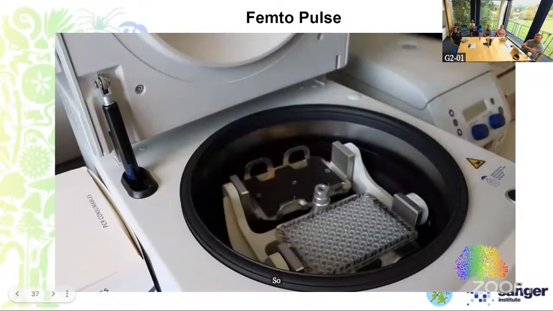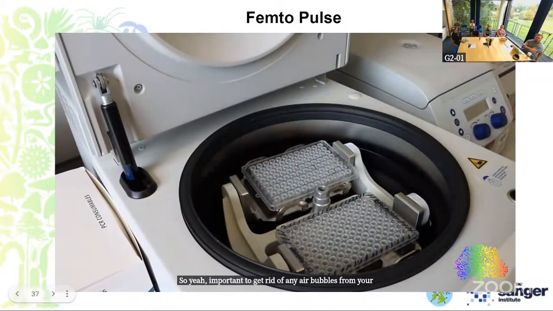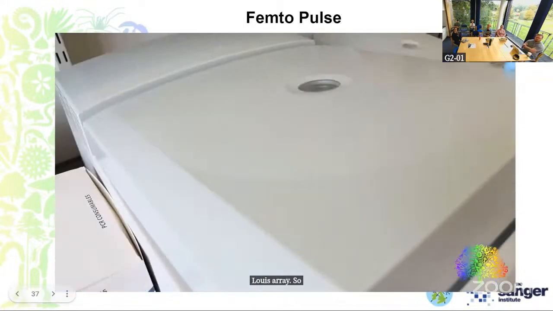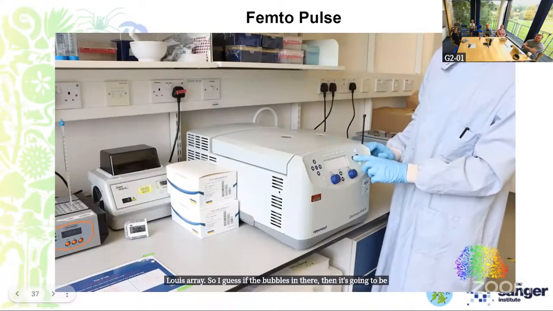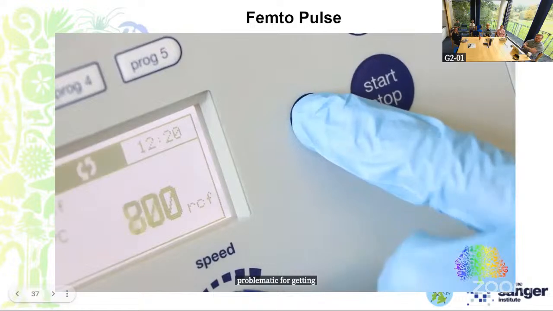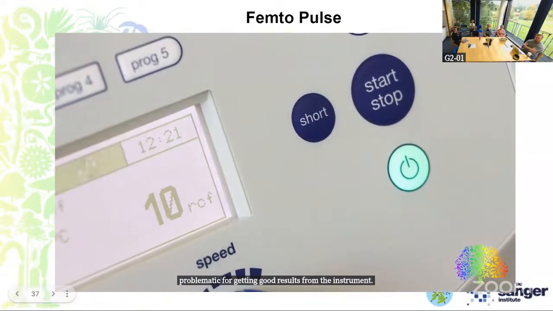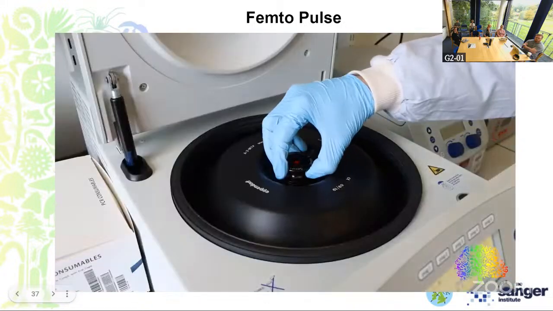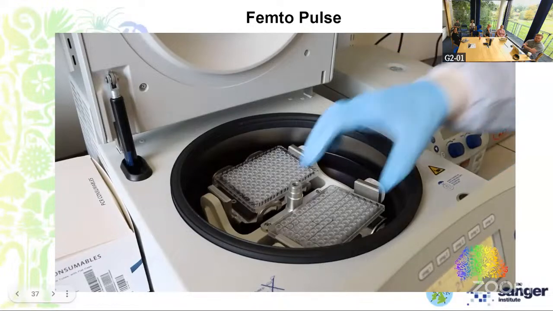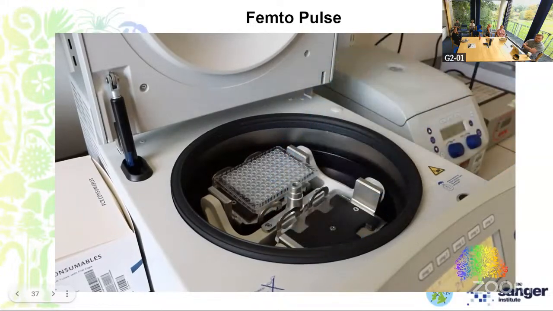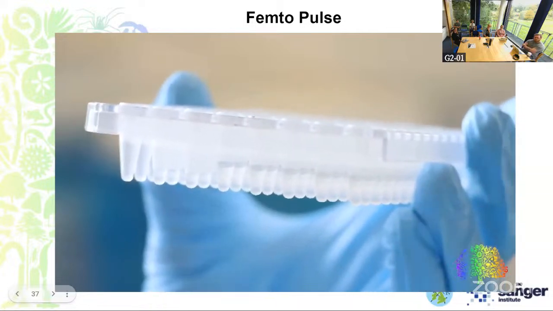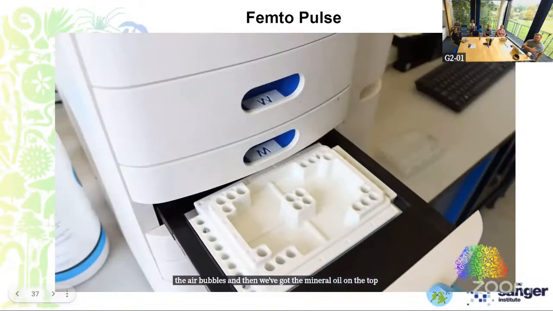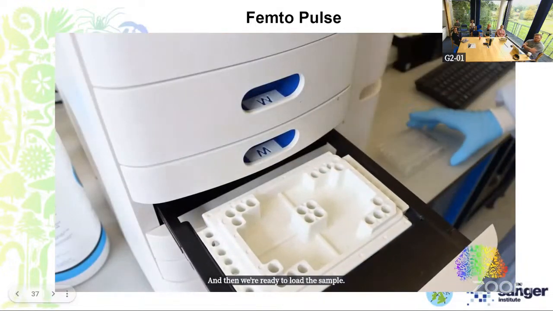So yeah, important to get rid of any air bubbles from your samples, because the femto pulse has a capillary array. So I guess if there are bubbles in there, then it's going to be problematic for getting good results from the instrument. So we make sure that there are no air bubbles, and then we've got the mineral oil on top, and then we're ready to load the sample to the sample tray.